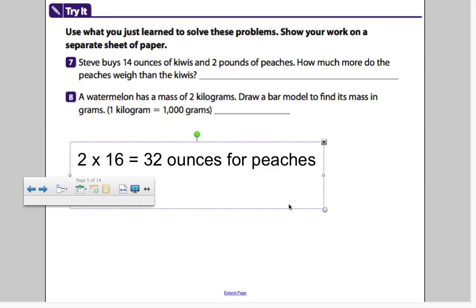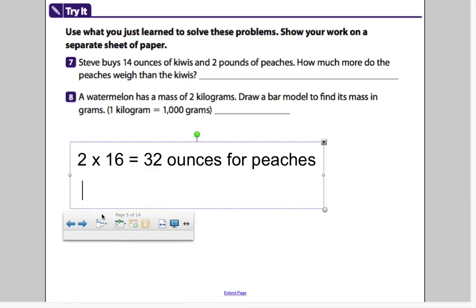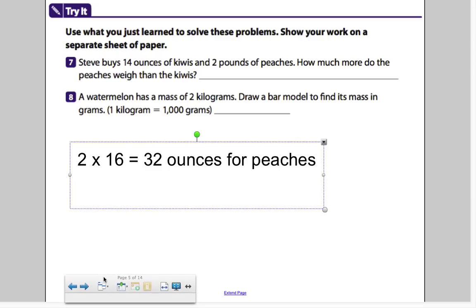Now that we have 32 ounces for peaches, how many ounces did we have for kiwis? It said in the problem, what? You tell me. It said 14. So we just got to do 32 minus 14. And what is 32 minus 14? I have to borrow. I'm using my fingers. Come on, you figure it out. Don't disappoint me. All right, it's 18. 18 ounces.